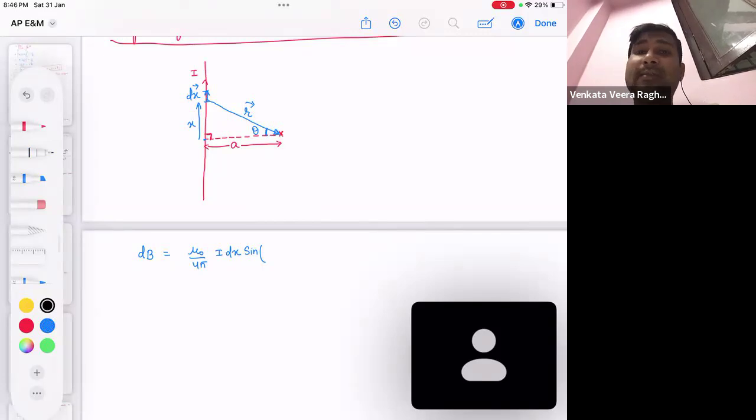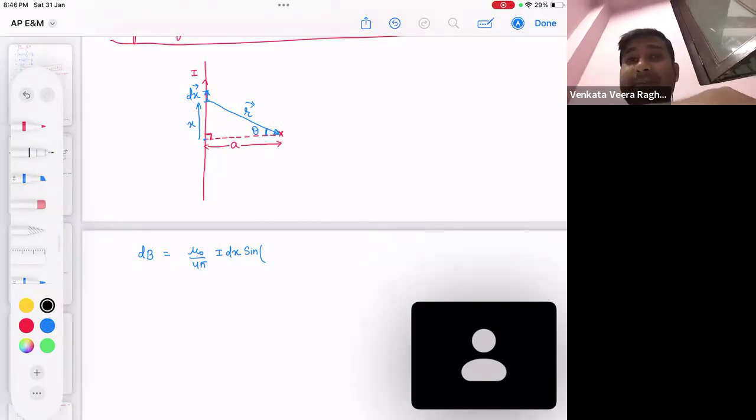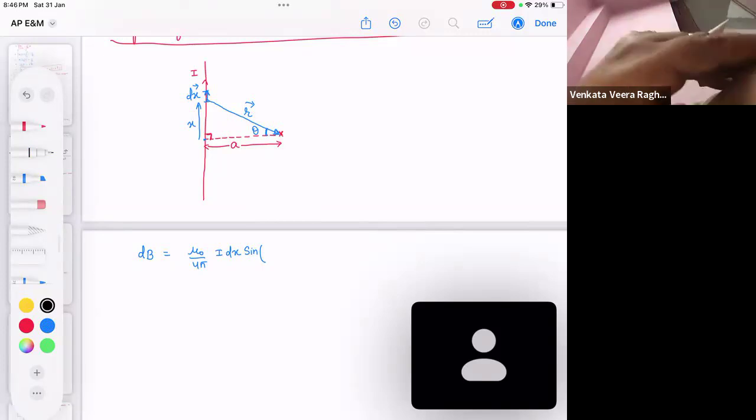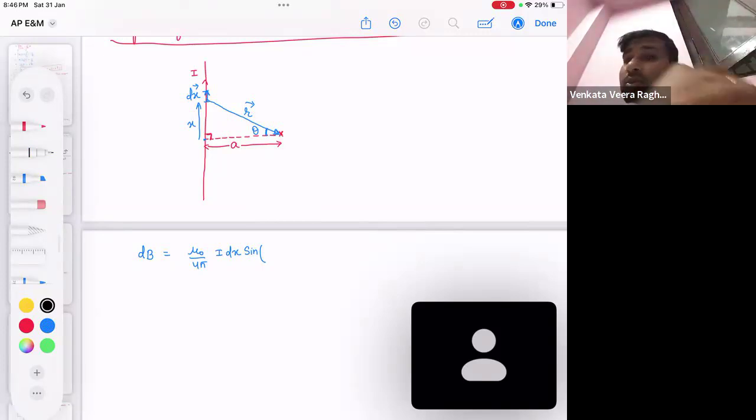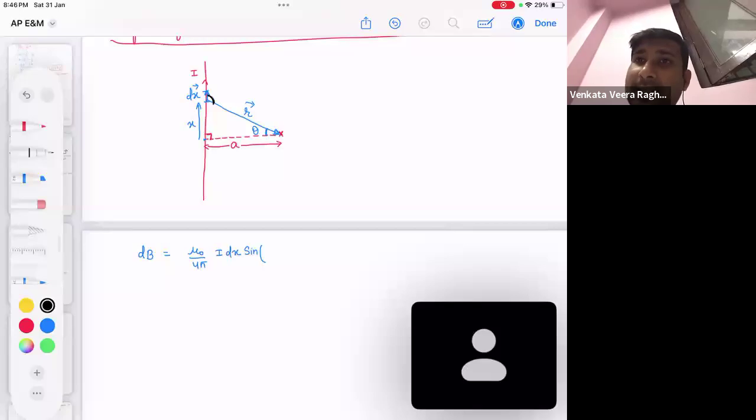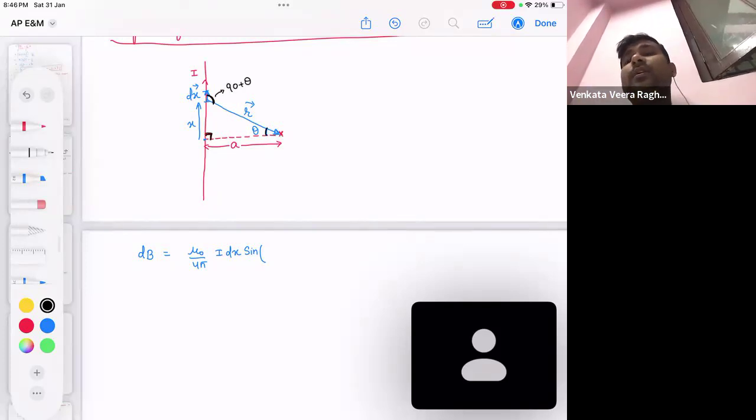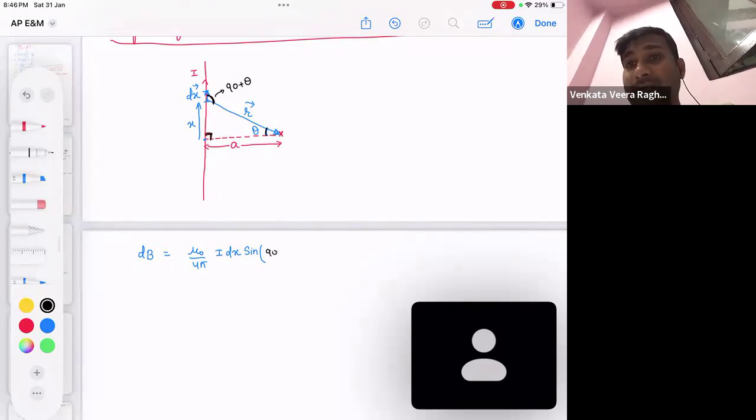Is the theta in this diagram in front of you the angle between dx and r? No. What is the angle between dx and r? The angle between dx and r is this one. So this is 90, this is theta, this is 90 minus theta. So actually this angle is 90 plus theta. So here I should write sine of 90 plus theta divided by r square.